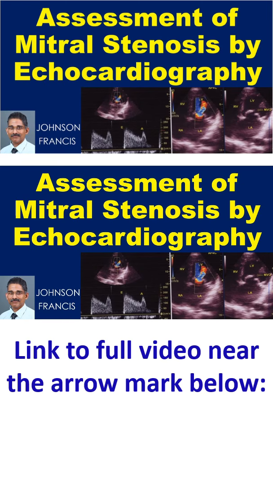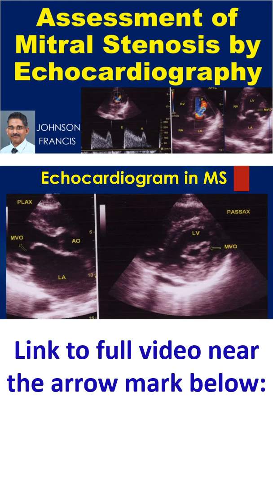Assessment of mitral stenosis by echocardiography. Right panel shows the parasternal long axis view. Doming of the anterior mitral leaflet is seen well and has the appearance of a hockey stick. This appearance is classical of rheumatic mitral stenosis.